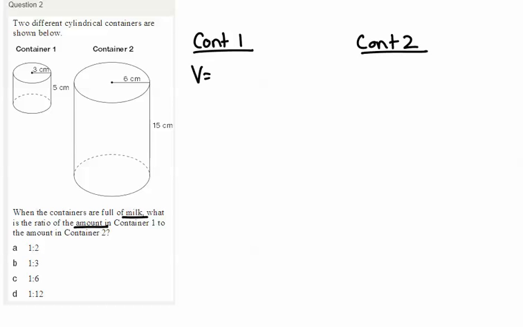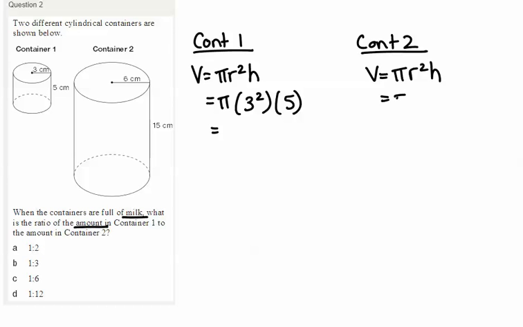So the volume of a cylinder is the area of the base times the height. So pi r squared times h. So we got 3.14 times radius squared times the height. And container 2, we have the same thing, pi r squared times height. So pi times the radius squared times the height.